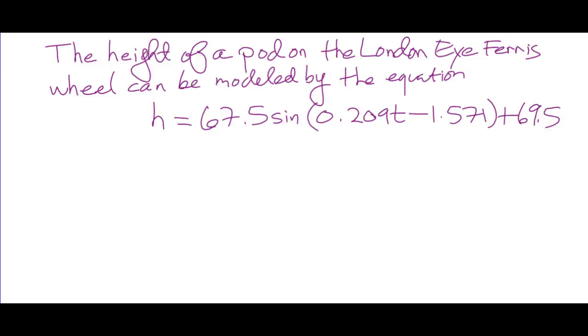So, how high is the hub? How high is the hub of the Ferris wheel? 1.7. No. How high is the hub? 69.5. What's the radius? 67.5. If you know one thing, which is amplitude is radius, and you happen to get a question that actually asks that, you will be victorious. Then you better get it right.